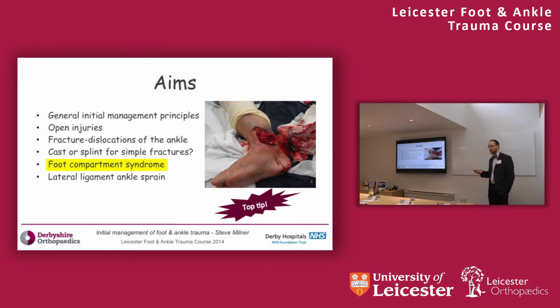So we're going to talk a little bit about the initial general management principles for foot and ankle injuries when you first meet them. We're going to talk specifically about open fractures, because that includes a proportion of patients that you'll meet. We'll talk a little bit about some controversies with how to manage the fracture dislocations of the ankles, a little bit about whether we cast or splint simple fractures. I'll mention foot compartment syndrome briefly, and simply just because it's really common and because there's talks about the later implications, I've got a few slides on lateral ligament sprains in the ankle.